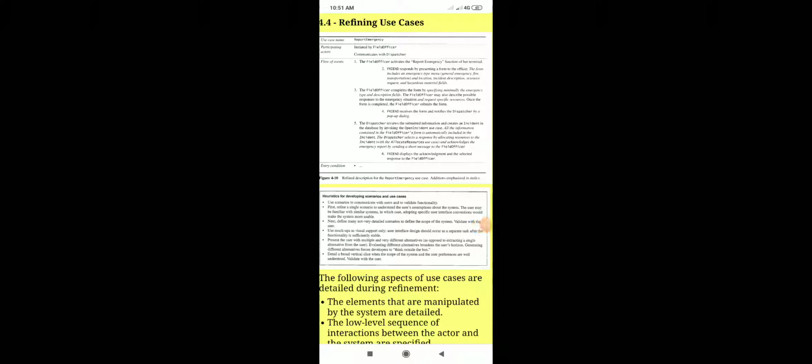This is about the remaining portions of requirement elicitation activities. The next point is refining use cases. What do you mean by refining use cases?